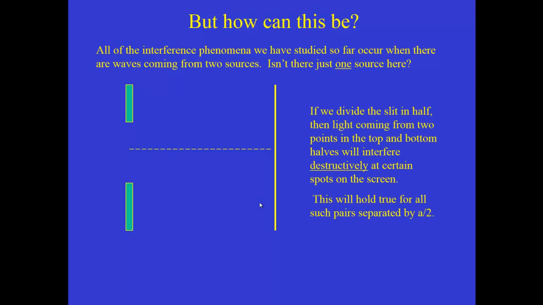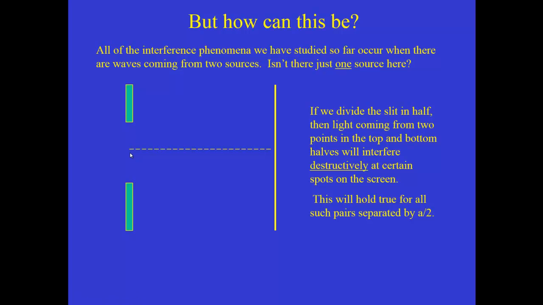So what's happening? Well, imagine that we take the slit and divide it in half. So if the slit is centered on this dotted line, there's a top half and a bottom half to it. And now imagine that you've got a point in the top half and a point in the bottom half that are separated by a distance a over 2. Well, we can think of the light coming from those 2 points, passing through those 2 points, as making up separate sources.